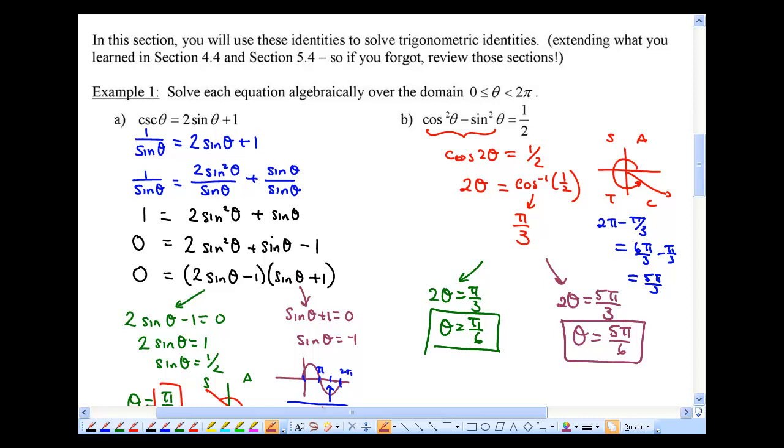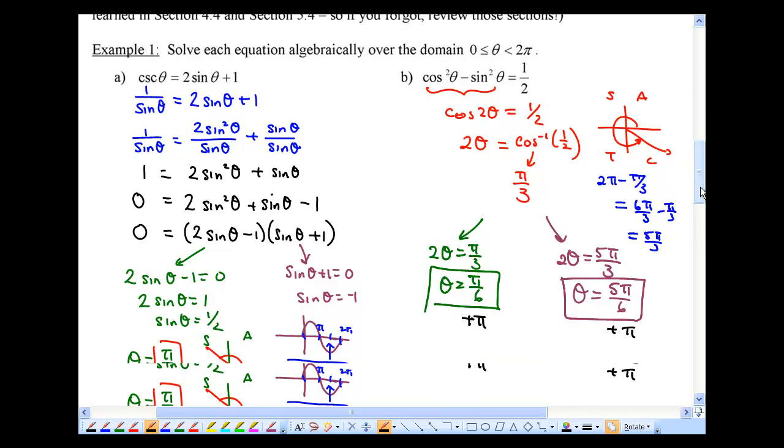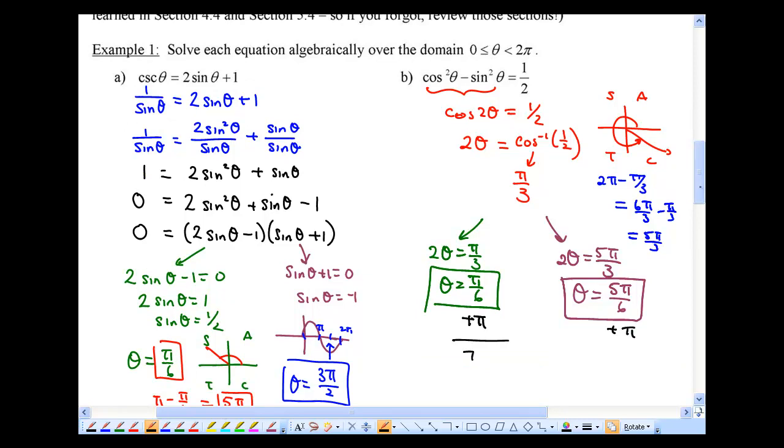How do I get the other 2 then? Well, remember how I told you that this period got shrunk by 1/2, so the period is now pi? So why don't we just keep adding pi to our answers to find the next set of solutions? Pi over 6 plus pi, well, that just gives you 7 pi over 6. So that is another answer. 5 pi over 6 plus pi, that's, I think, 11 pi over 6. Here's another solution that is less than 2 pi. So for this question, there are 4 solutions.